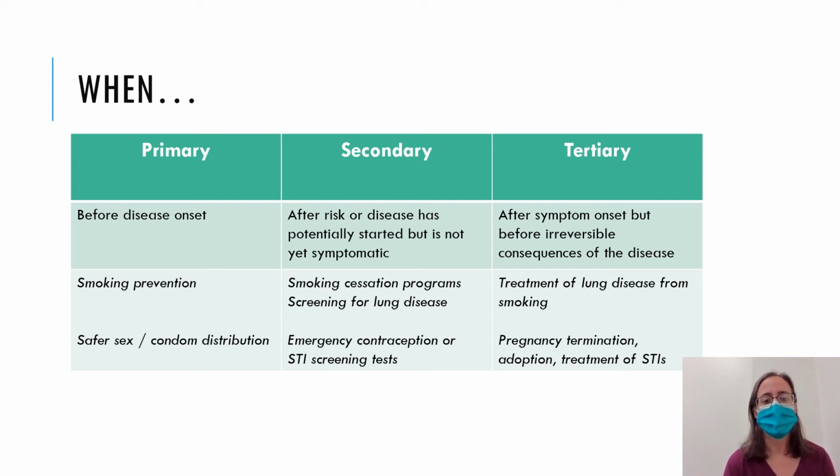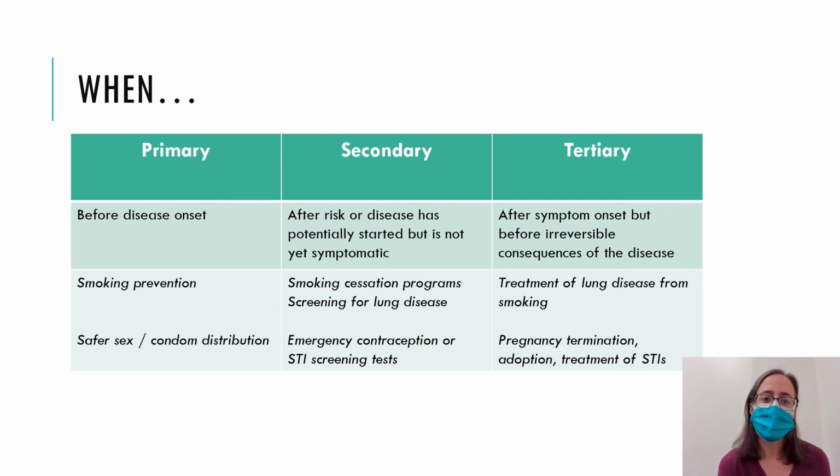Secondary interventions are like, okay, the risk factor has already occurred, or perhaps some early asymptomatic disease has occurred, but we still have an opportunity to intervene. So examples of secondary interventions would be helping people to quit smoking, or in people who are smokers, doing some screening tests to identify lung disease before they become symptomatic, so perhaps we can start treatment earlier. Or in the unsafe sex example, emergency contraception would be a secondary intervention, right? The risk factor has already occurred, but there's something we can do to influence the outcome. Or doing some STI screening tests, right? So, well, you're at risk, let's test you for it.